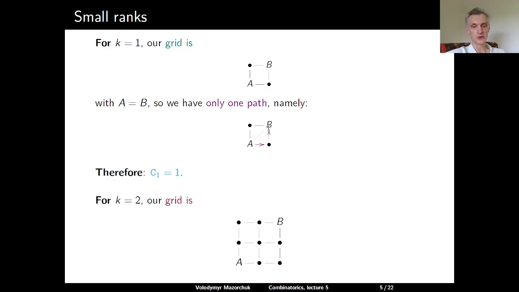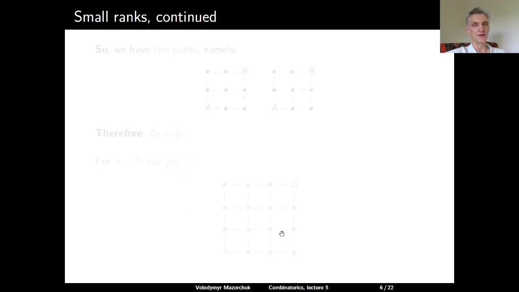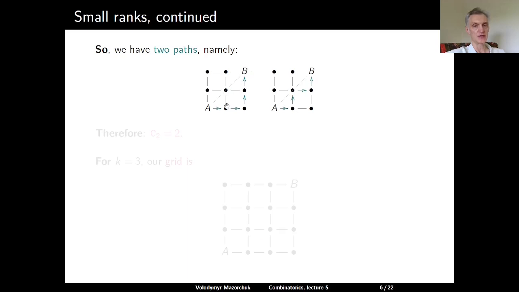For k equal to 2, here is our grid. So now it's a 2 times 2 square. And now if we want to go from A to B and stay below the diagonal, there are 2 possible ways to do this. We can do 2 steps to the right and then 2 steps up, or we can go right, up, right, up. So there are 2 possible paths of this form, so c2 is equal to 2.